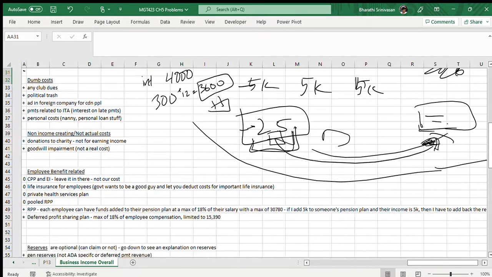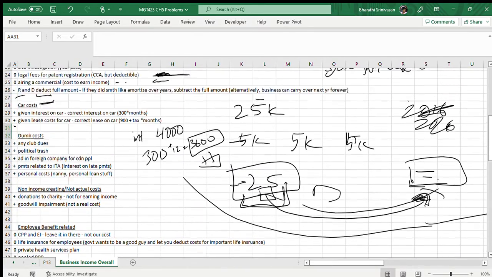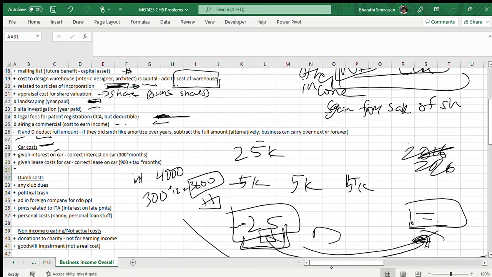That's why for my calculation over here, I wrote the given interest on the cars, whatever that business actually deducted, minus the correct interest that you can deduct for tax purposes. Obviously, that's just the way that I think, so that's how I'm writing it out. But if you have other ways, that's fine too.